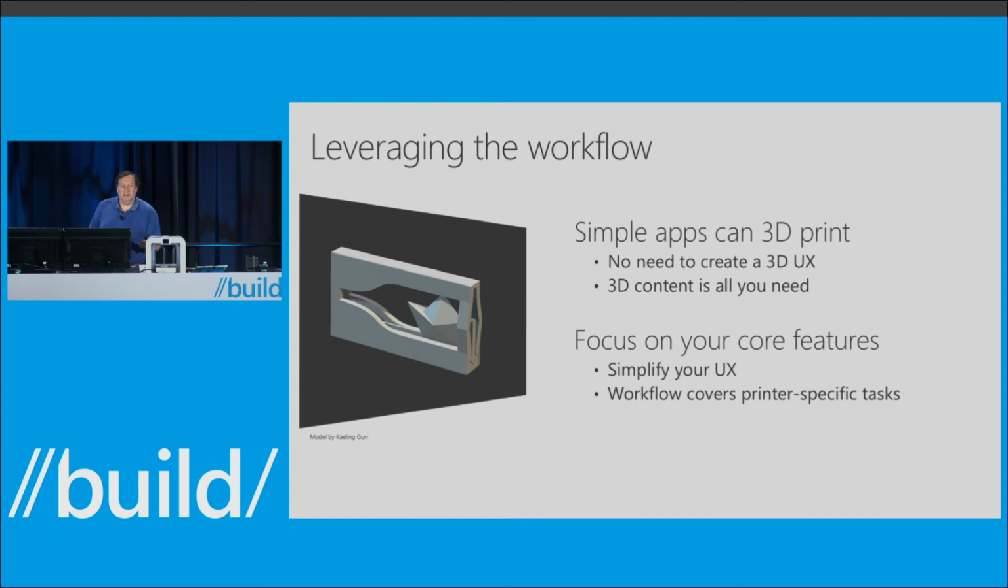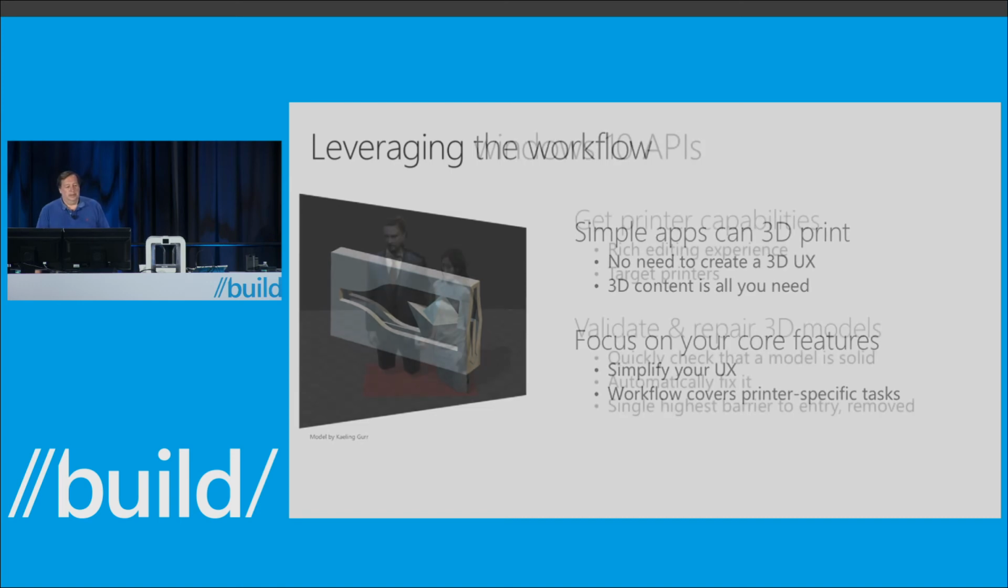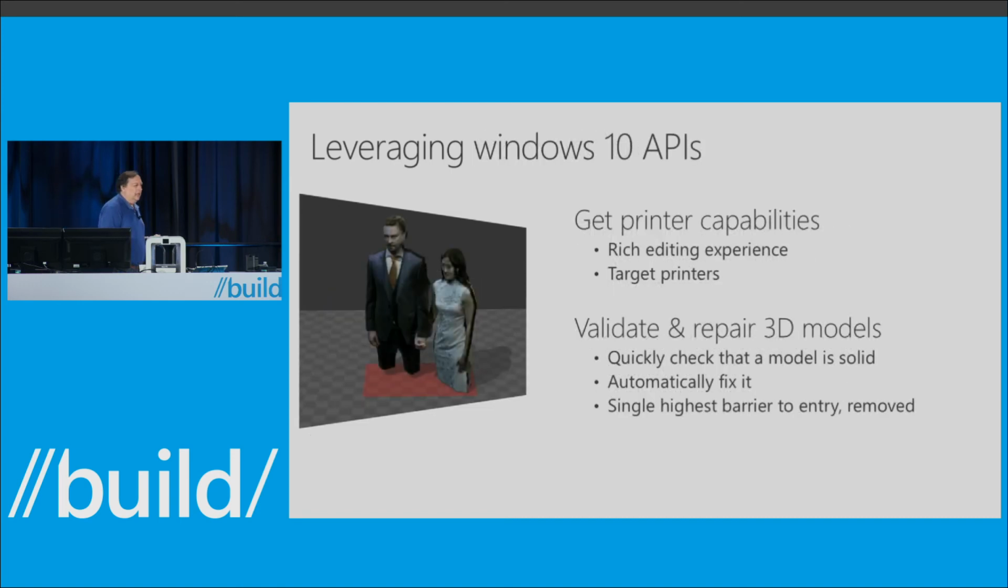We can repair it, we can scale it for printing, and we can select the materials or the colors to be printed, and then you can move on to either print it at a print bureau or print it locally. So the 3D content is all you have to do. It simplifies the UX, you get to focus on your core features, and we'll take care of the heavy lifting around the print pipeline. But what if you want to do something a little more complex than that?